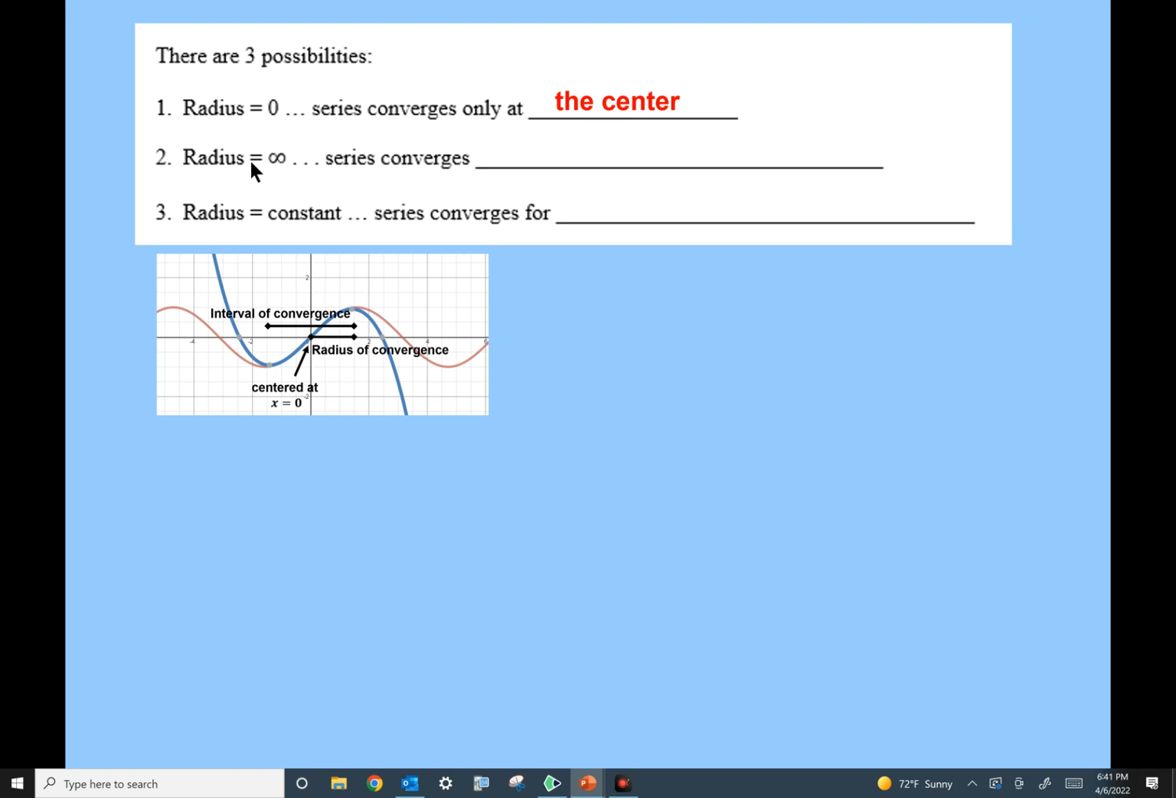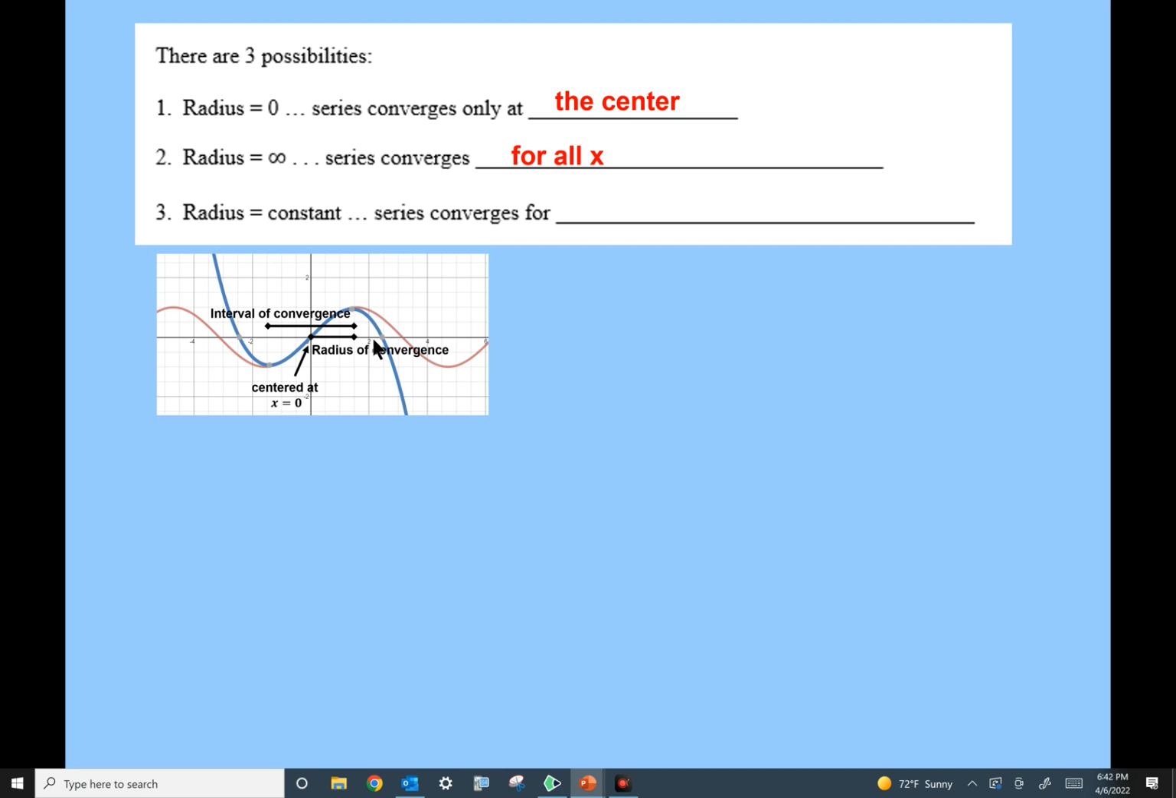However, if we find that the radius of convergence is infinity, that means from the center you could go forever to the right and the polynomial would fit the curve, and forever to the left and the polynomial would fit the curve. So essentially the polynomial is the curve no matter how far you go out. If the radius is infinity, then the series converges for all x, from negative infinity to positive infinity.